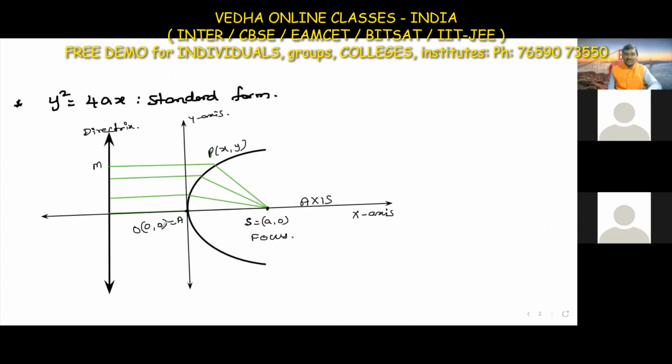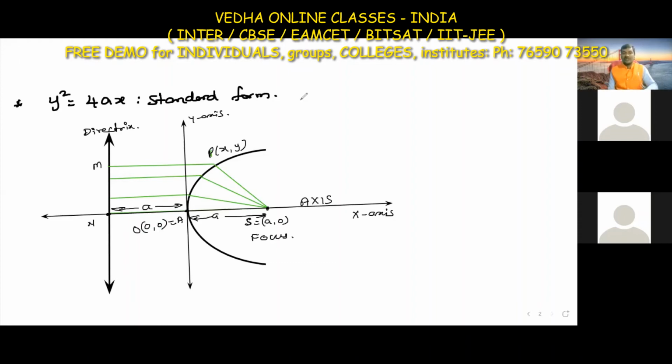Now this is the vertex, and S is the focus, and this is the directrix. The distance from the vertex to the focus is a units, and this distance from the vertex to the directrix is also a units. We can take the point as N also. AS and AN distances are equal, and each is equal to a.